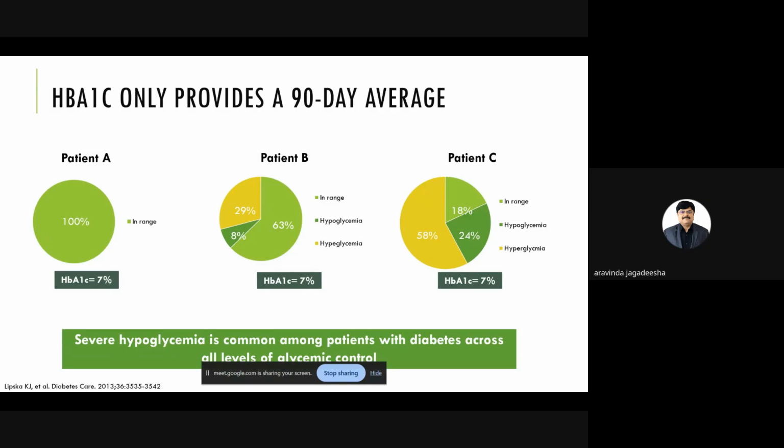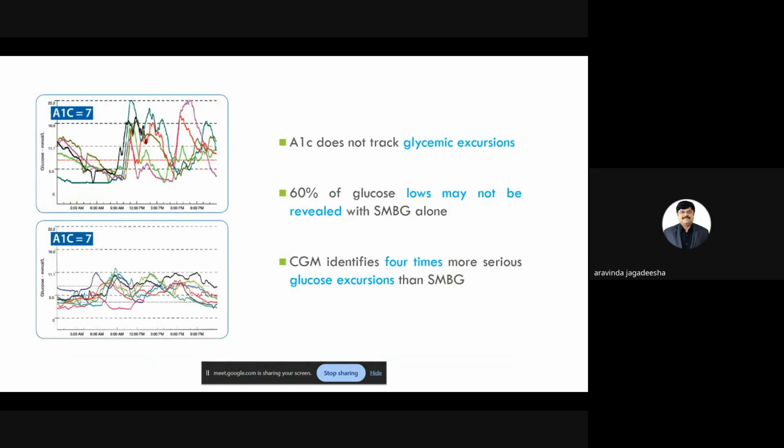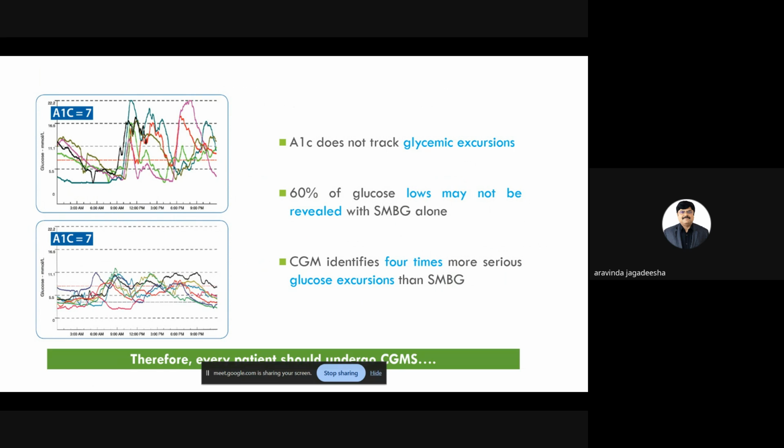So severe hypoglycemia is common among patients with diabetes across all levels of glycemic control. So A1C does not track glycemic excursion. 60% of the glucose lows may not be revealed with SMBG alone. CGM identified 4 times more serious glucose excursions than SMBG. So therefore, every patient should undergo CGMS given a chance.